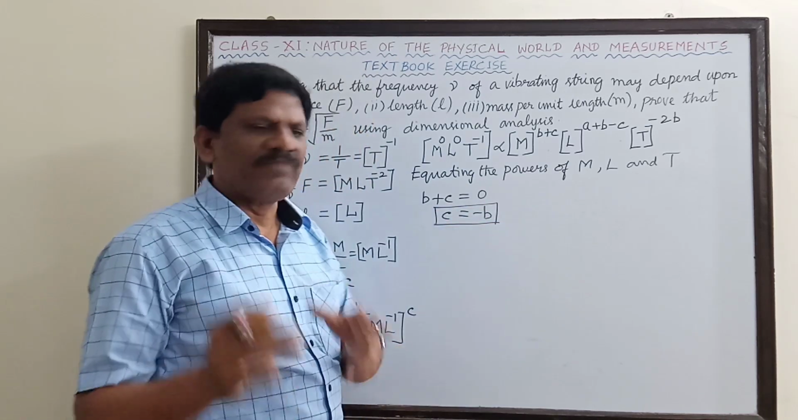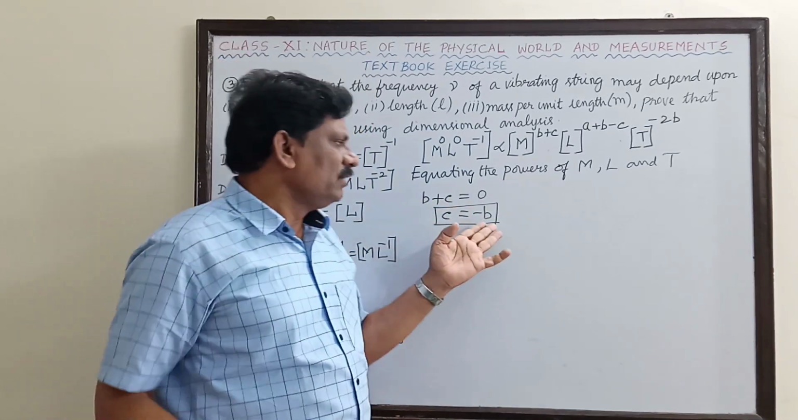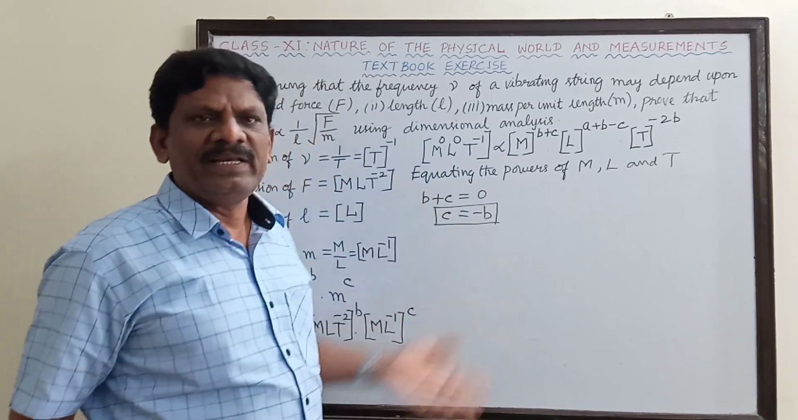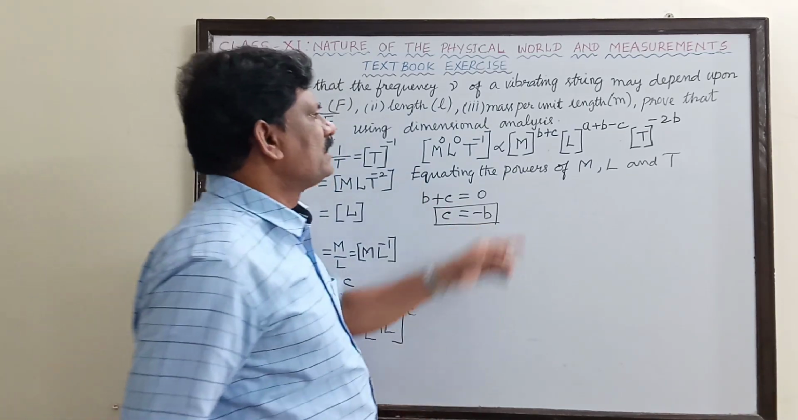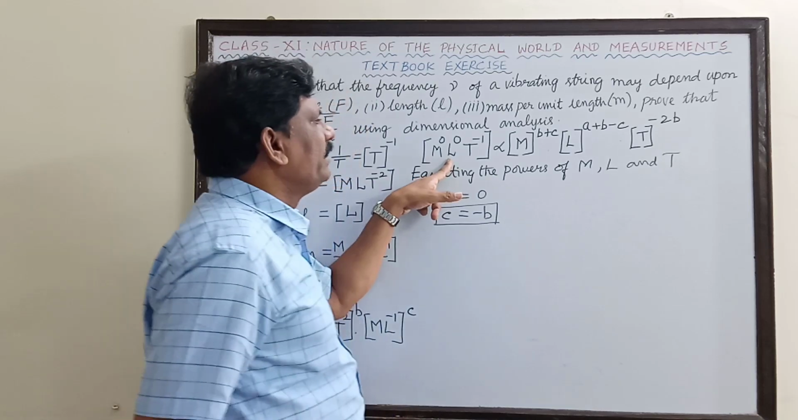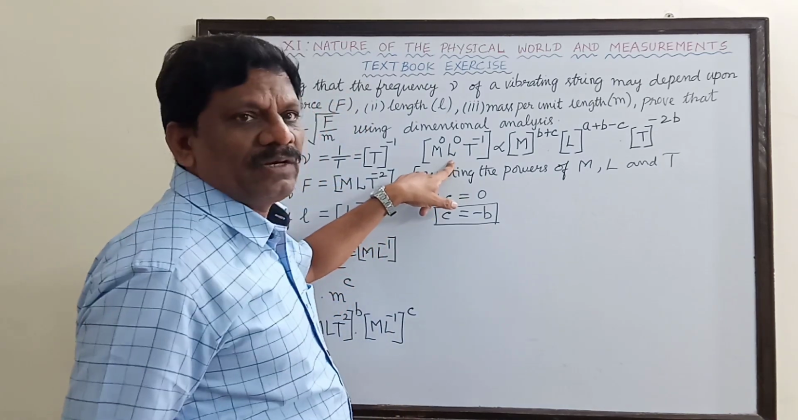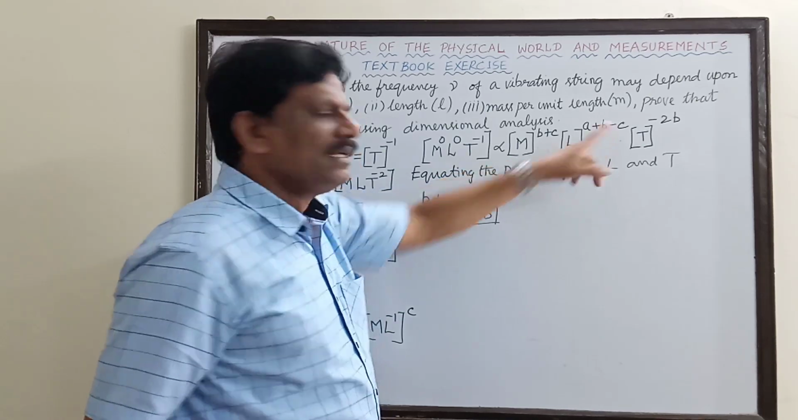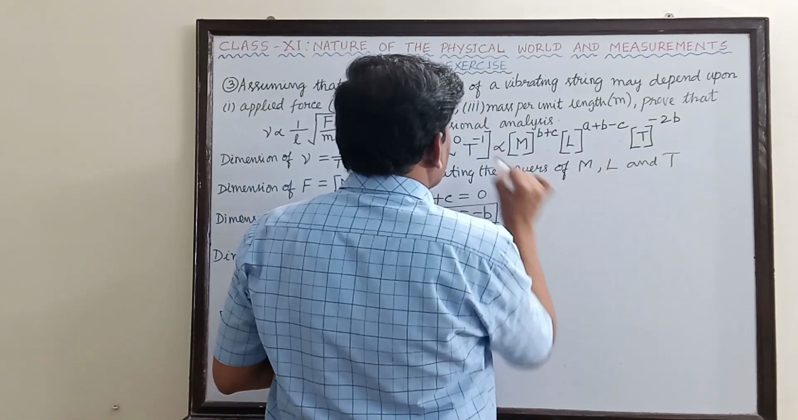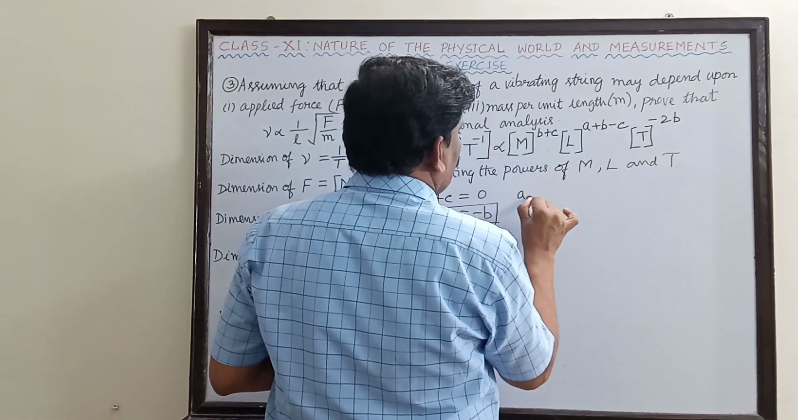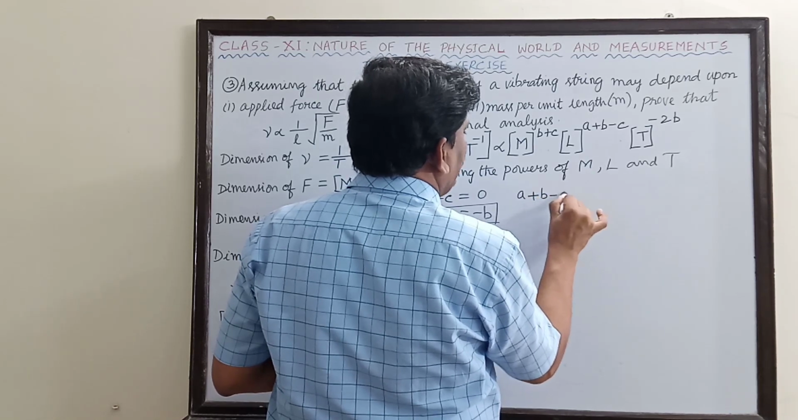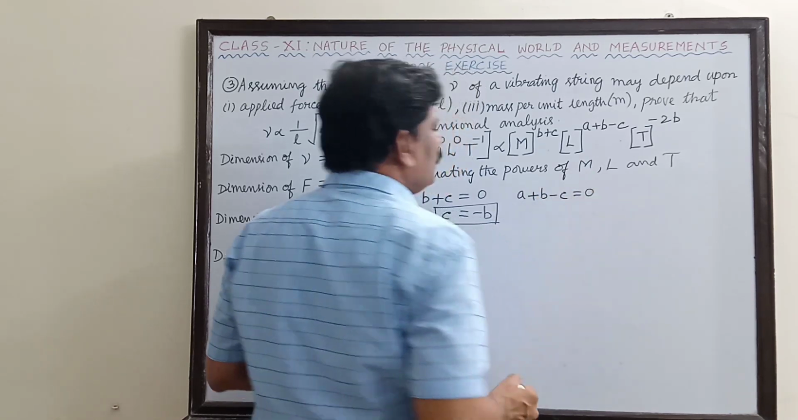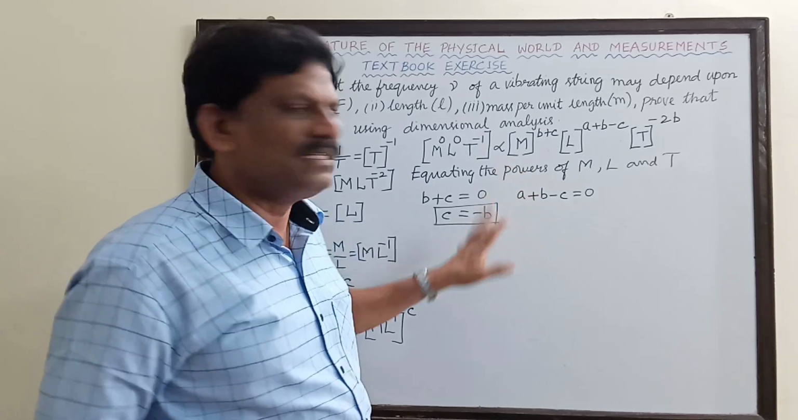Whatever value you get for c, if you take the negative of that, that will be the value of b. Next, the L term: left hand side L term is 0, power is 0. Here L is a plus b minus c. So I will write as it is. So a plus b minus c is equal to 0. Let it be as it is.